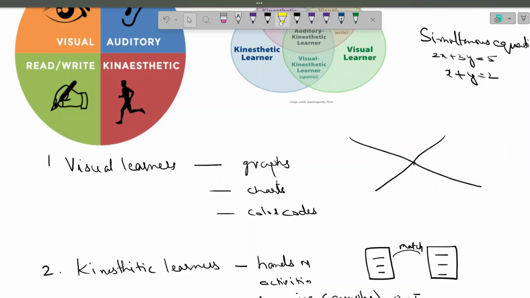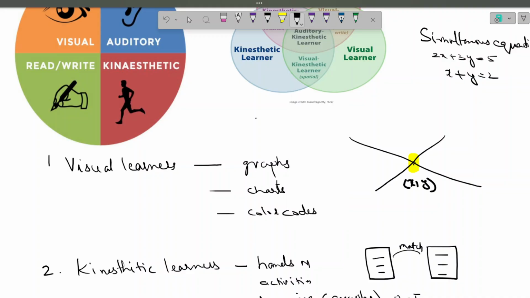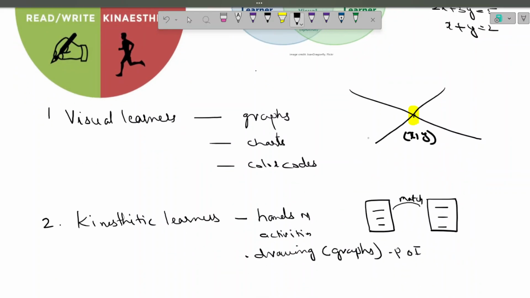You see these are the simultaneous equations. There are two equations, two lines, and they have to draw them. This is the point of intersection. Point of intersection is nothing but the solution, the answer. When you solve the equations, what is the value of x and y? Whatever value of x and y we get, that is the solution. So visual learners, they learn by seeing things. We can draw the graph, draw the lines and find the point of intersection.